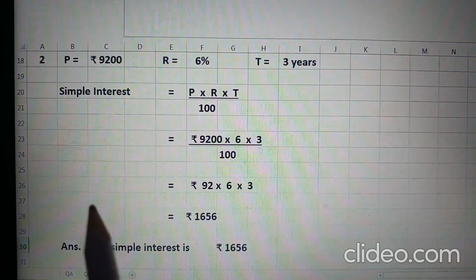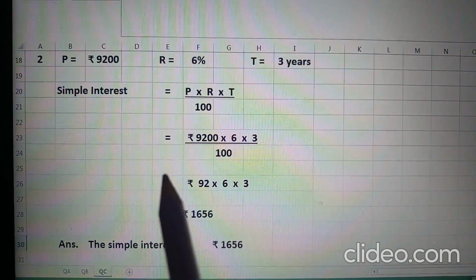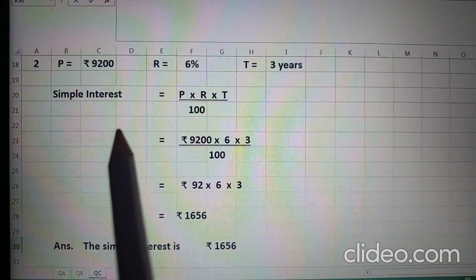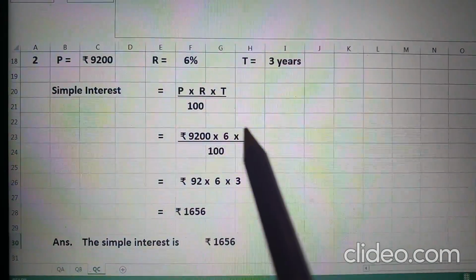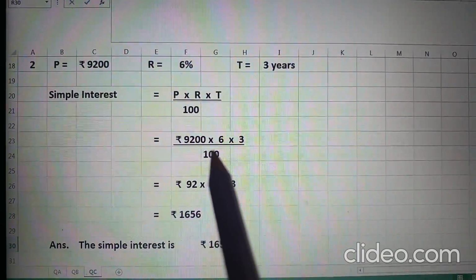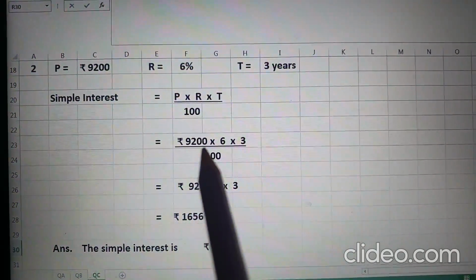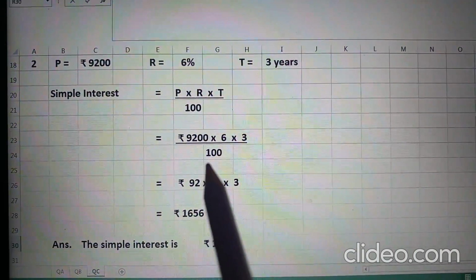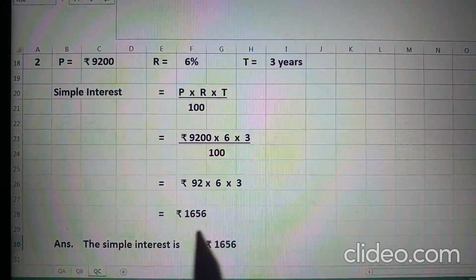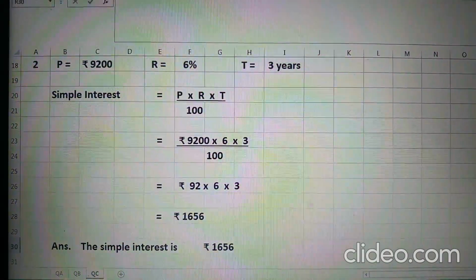Second is, principal is ₹9200, rate is 6%, time is 3 years. Using the formula, we will find simple interest. Simple interest is equal to P into R into T upon 100. So here P is ₹9200, R is 6% and time is 3 years. So 9200 into 6 into 3 upon 100. When we cancel, we get ₹1656. Therefore, the simple interest is ₹1656.